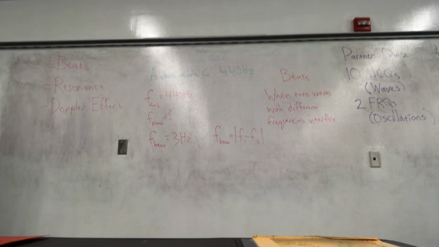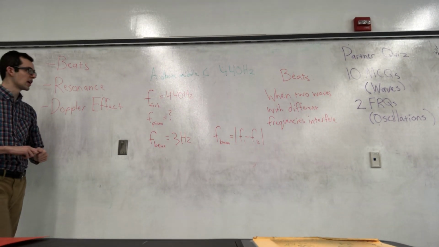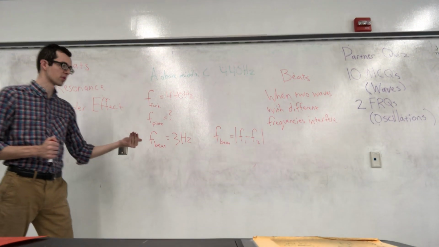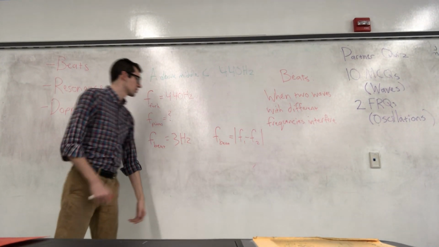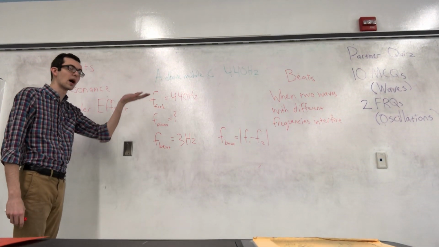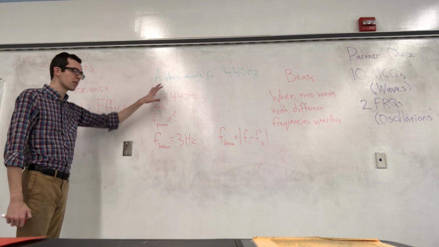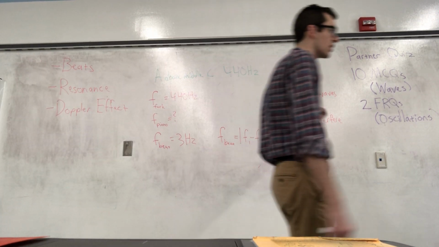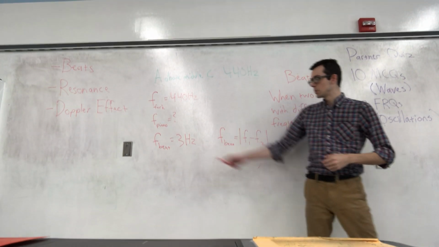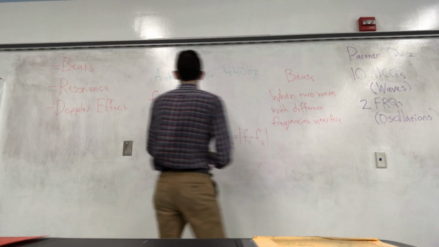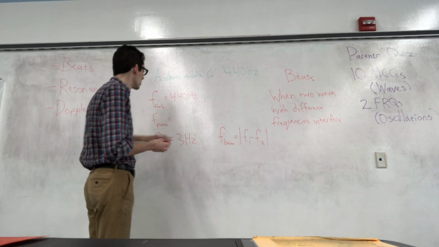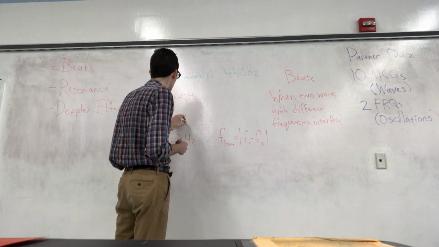Yeah, Brendan? Couldn't it be 443 or 437? Yes, it could. Brendan says it could be 443 or it could be 437 because of these absolute value signs. So we can get 3 hertz for the frequency of the beat either by it being 3 hertz too high or 3 hertz too low. So on the surface, there's no way of telling. If you had a well-trained ear, you could tell. But if we only know that the beat frequency is 3 hertz, we can't know if it's 443 or if it's 437. So we're going to assume in this case that it's too high, and it's 443.